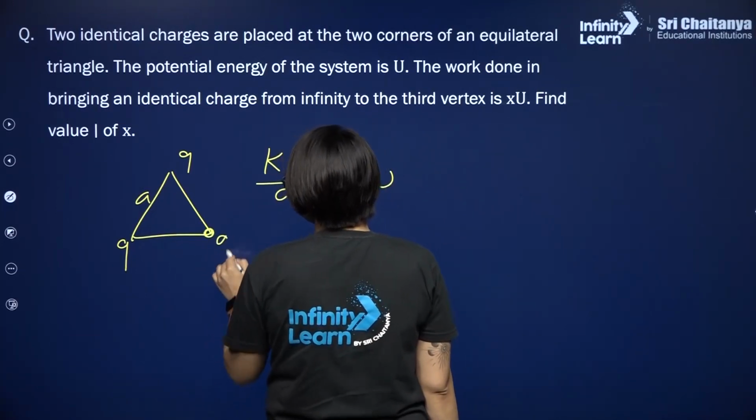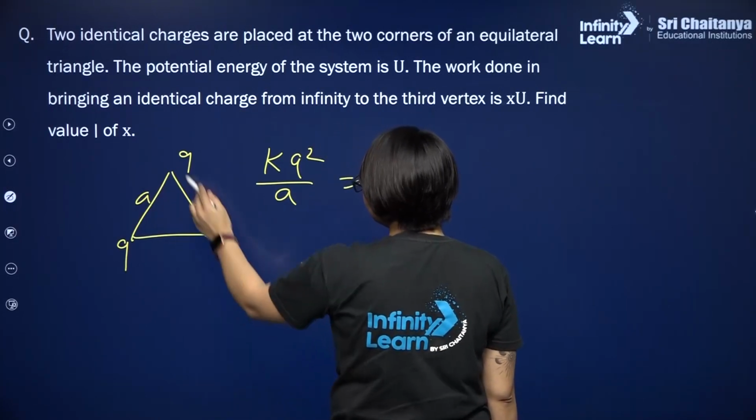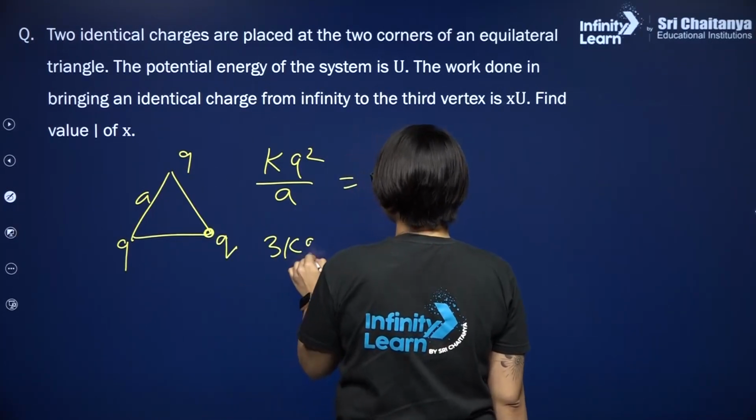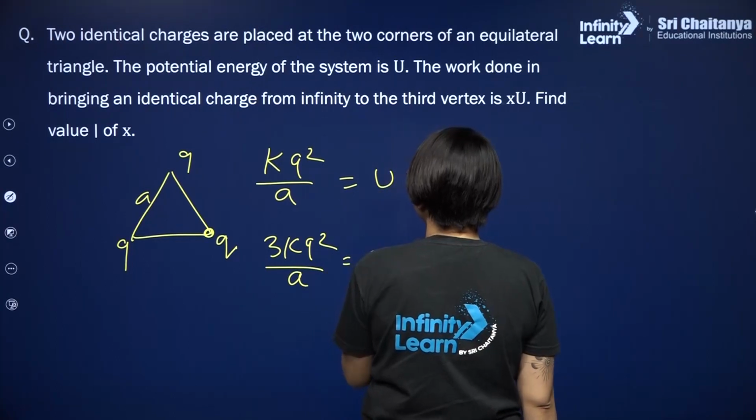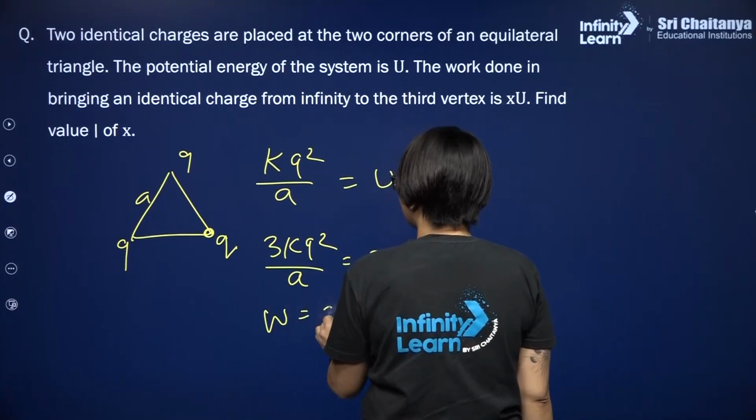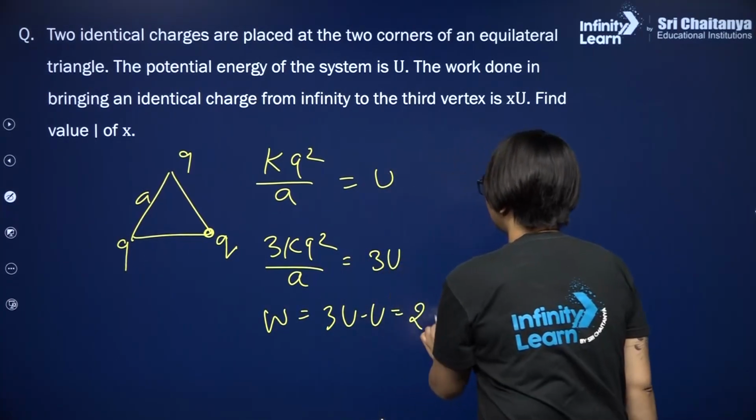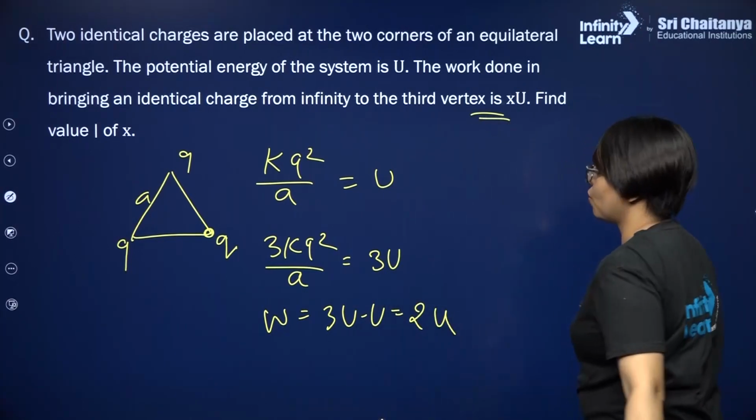So, if I bring third charge at the third vertex, total potential energy will be 3 times kq square upon a, which is equal to 3U. So, work done is change in potential energy, that is equal to 2U. So, x will be 2 over here.